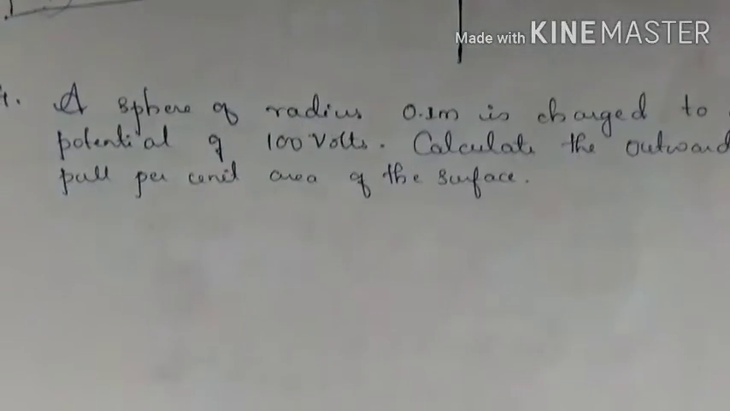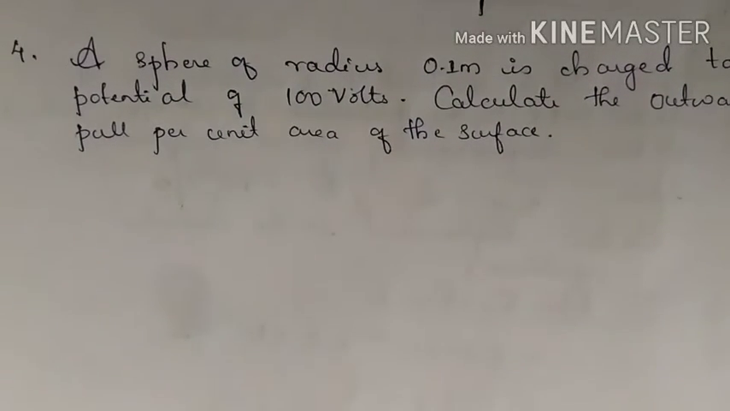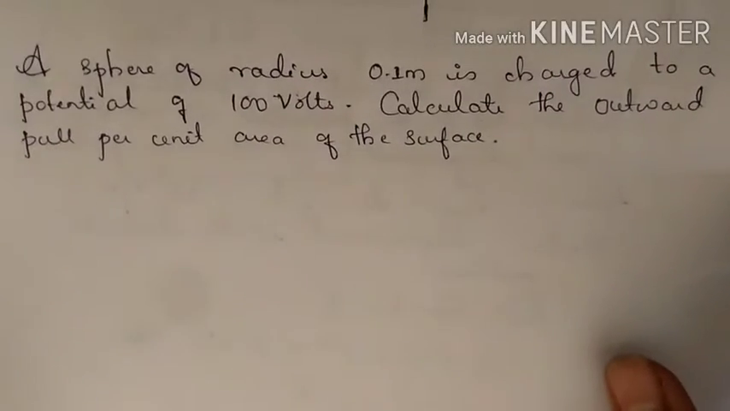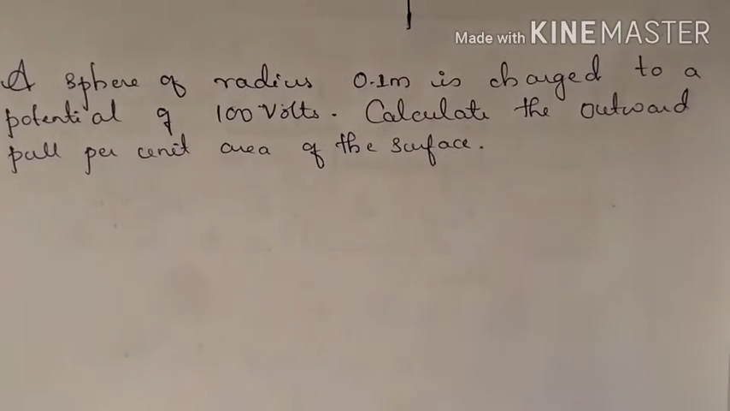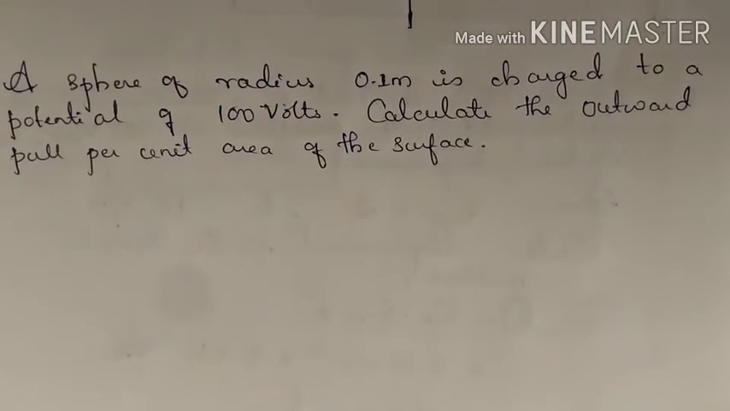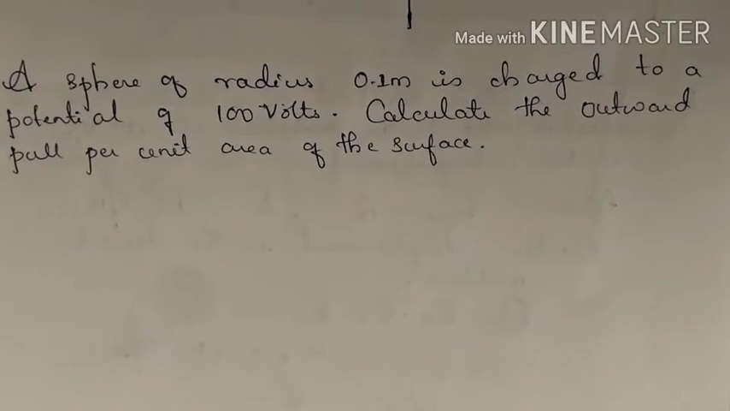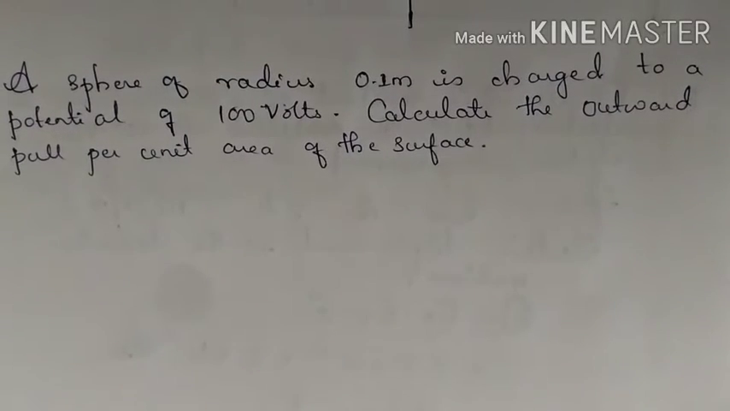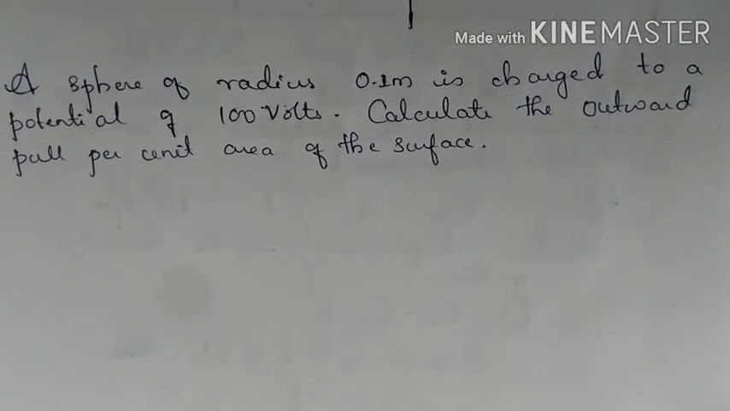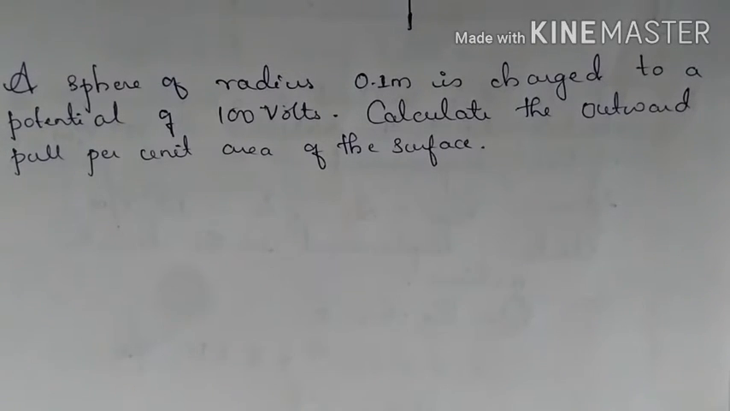So next we have the fourth question here. A sphere of radius 0.1 meter is charged to a potential of 100 volts. So you have a sphere of radius 0.1 meter and this sphere has been charged to a potential of 100 volts. Now calculate the outward pull per unit area of the surface. So what we have to do here? We have to calculate the outward pull per unit area of the surface.